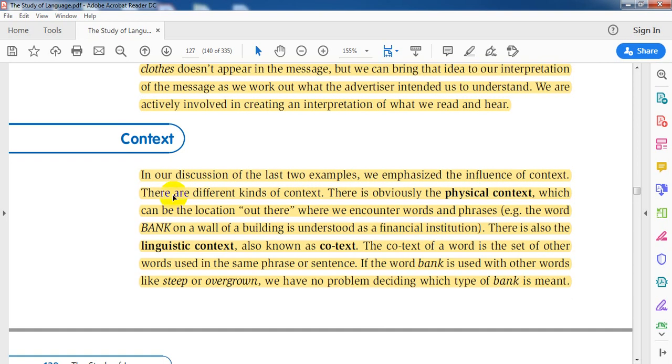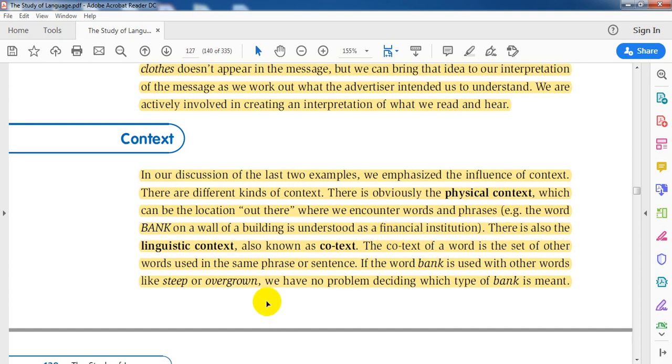Because the word bank is put on a building, and the physical context here indicates for us as readers or viewers, through that sign, that this is a building and it is about something related to financial items, as a financial institution. But this word again has different explanations.